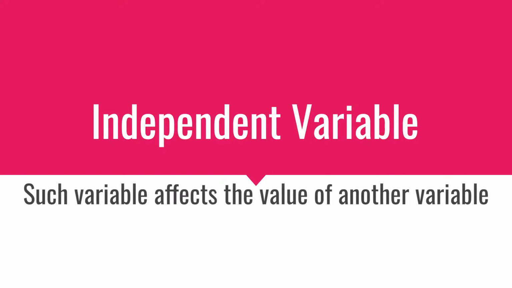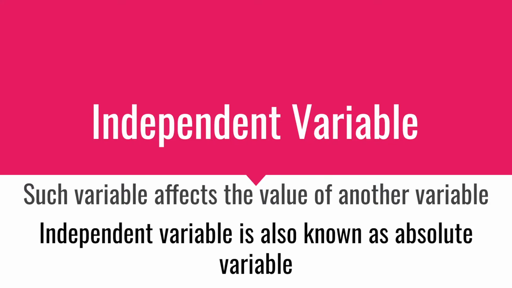The variable whose value affects the value of another variable is called the independent variable. Such a variable affects the value of another variable. Generally, the effect of such a variable on another variable is measured or studied during a research study. The independent variable is also called the absolute variable.